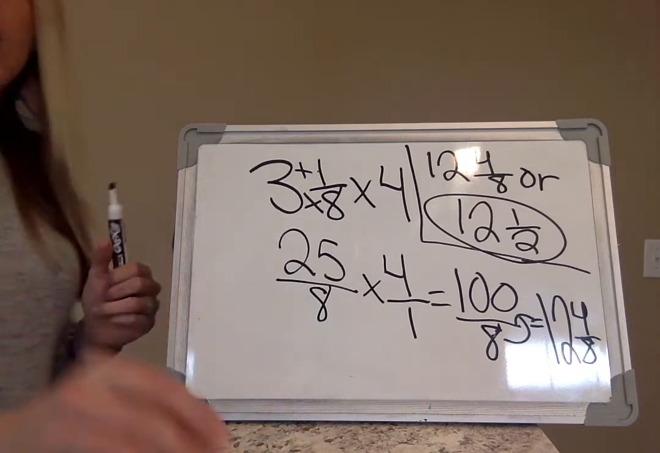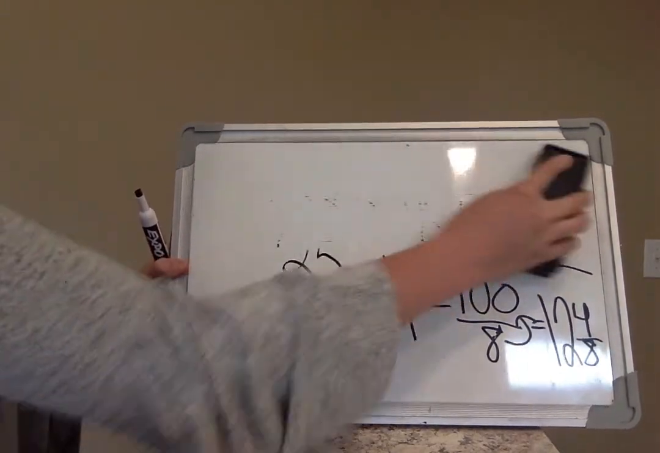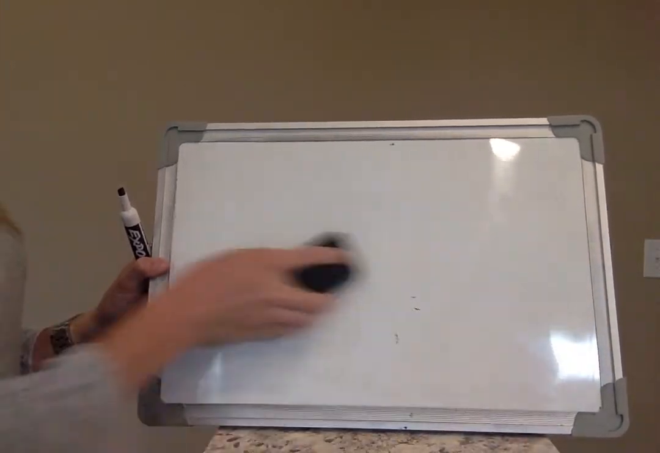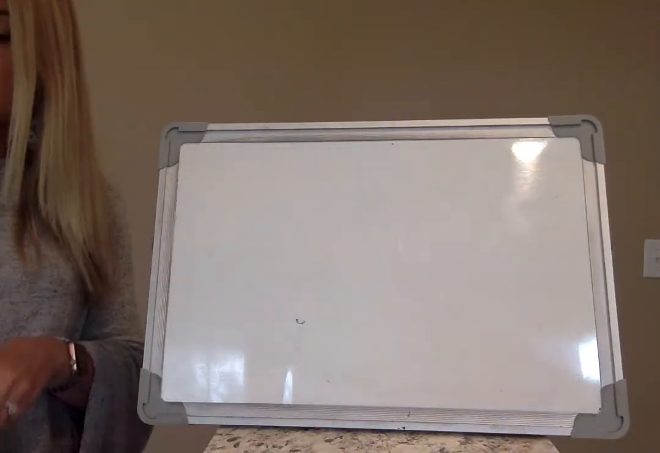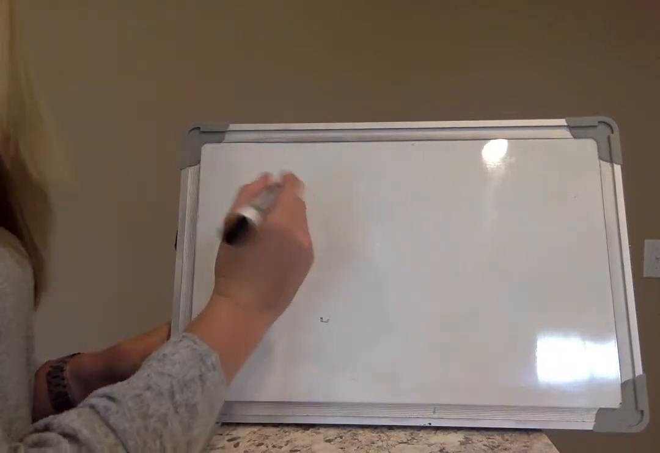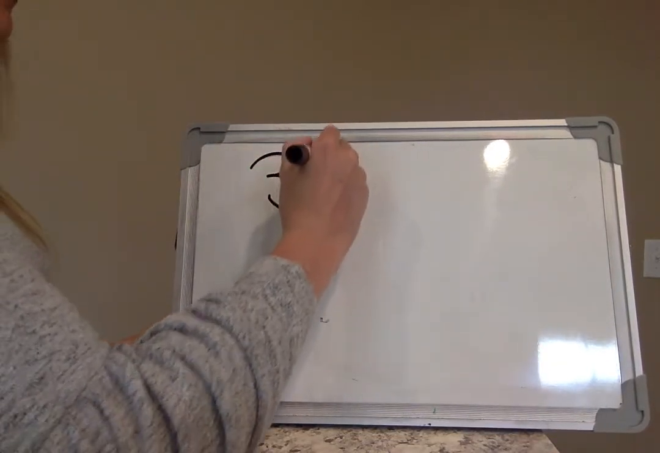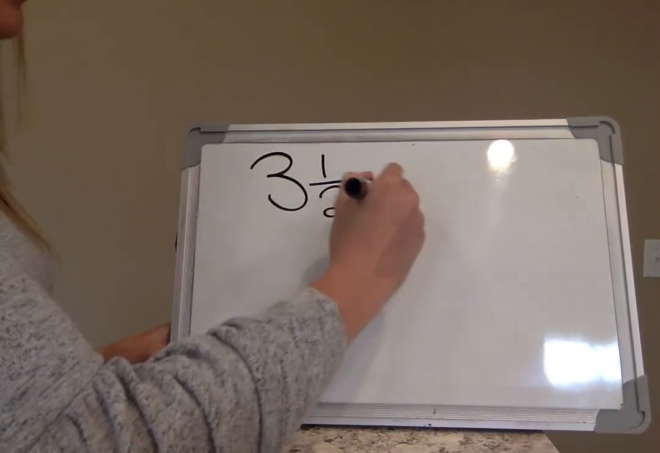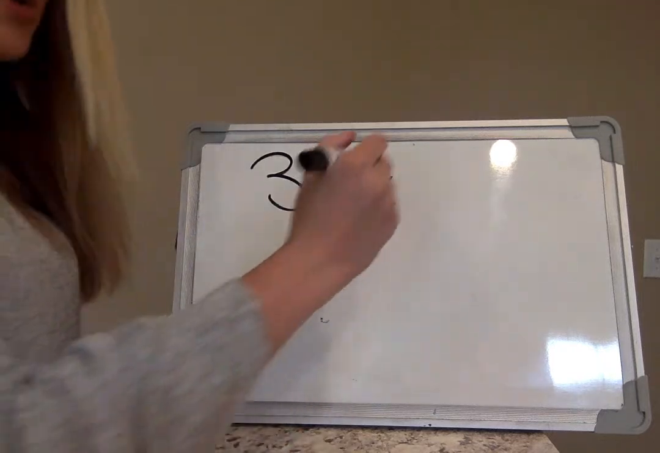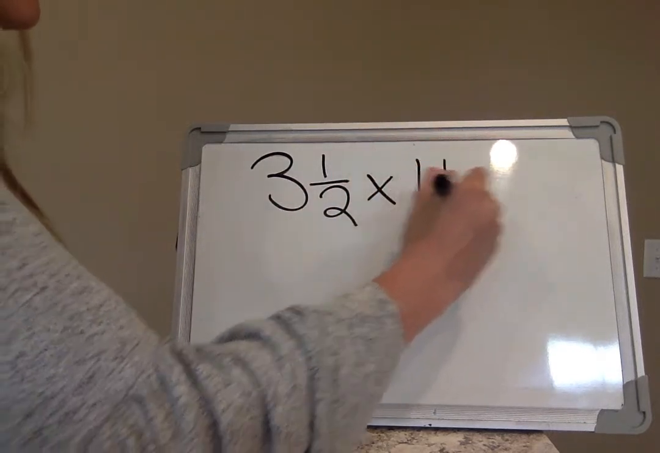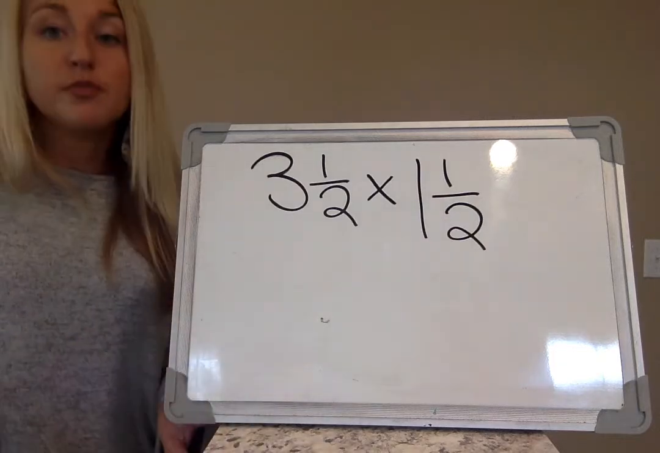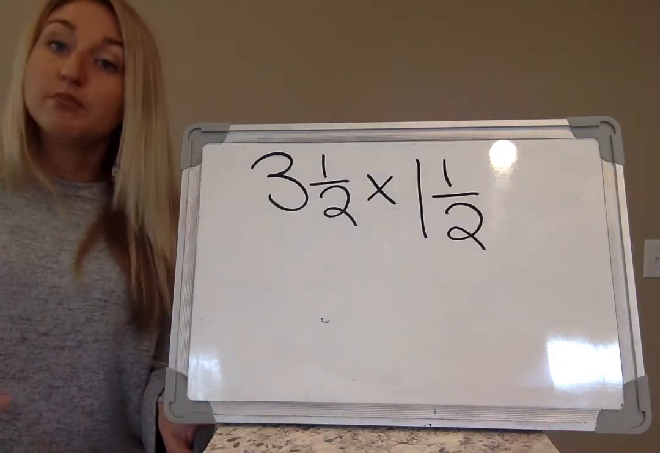So, I'm going to show you one more where you're multiplying a mixed number by a mixed number instead of by a whole number. 3 and 1/2 times 1 and 1/2. Because they're both mixed numbers, we're going to use the clock method for both of these.